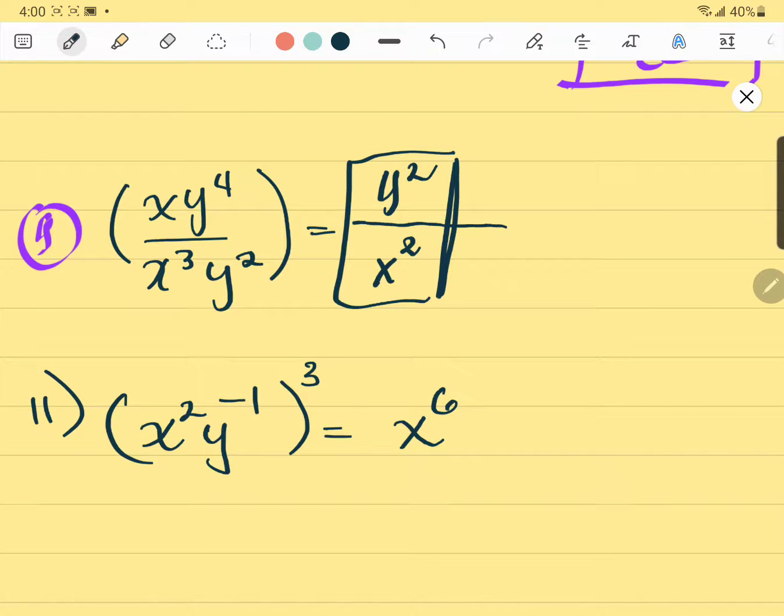Very good. And then we're going to use the power rule again to take care of the exponent for the y, which is -1. -1 times 3 is -3. So we're going to rewrite that as y to the -3.